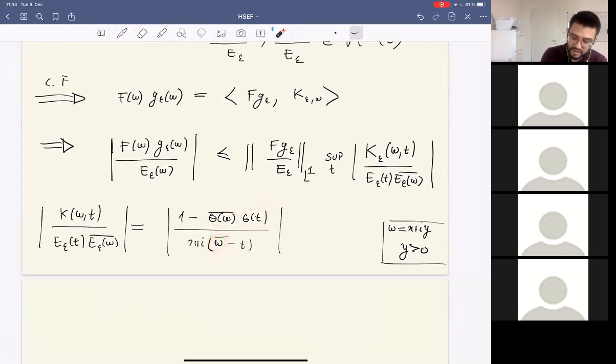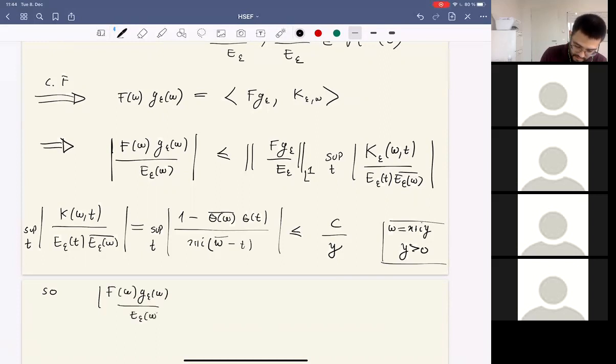So as long as W is in the upper half plane, I can easily bound this by something like a constant divided by y. Okay, if I'm taking the sup in T real, then you just bound the numerator by a constant, and then the denominator, you just take T equals X, that would be the worst case scenario. X would be this guy here, and you would get something like a constant over y. Okay, so in the end, you get that F W G epsilon W is less or equal than some constant over y.